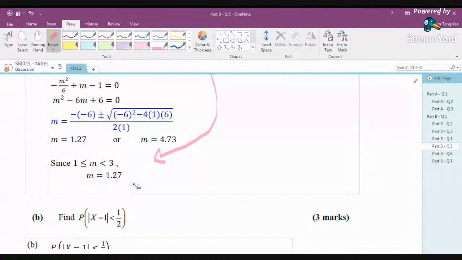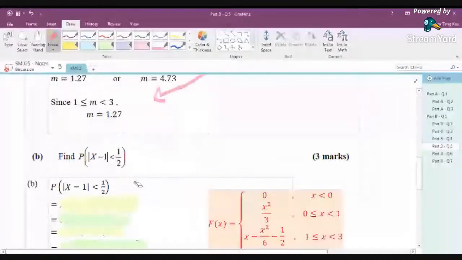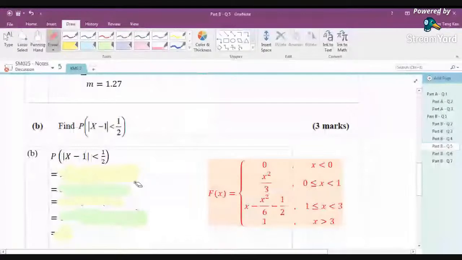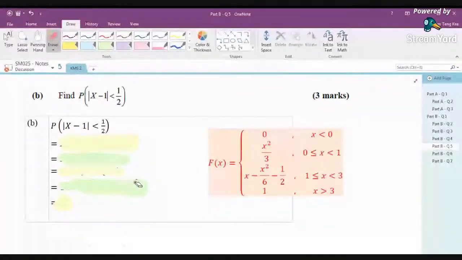Follow? Part B. We want to find the probability P(|x - 1| < 1/2). For this question, I'm going to make use of the cumulative function, the capital F(x), to find the answer. You shall not refer to the PDF, which is going to be found in part C. So you must follow the flow. You must find it from the cumulative first, then go to part C. Don't go to part C first and then jump back to part B.